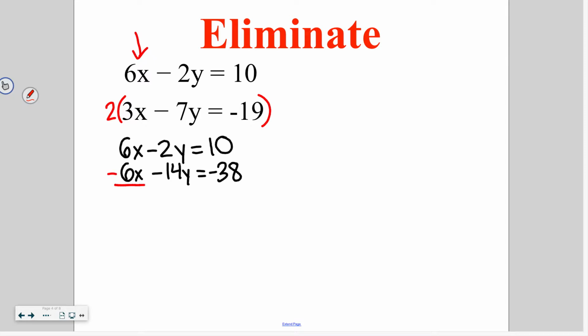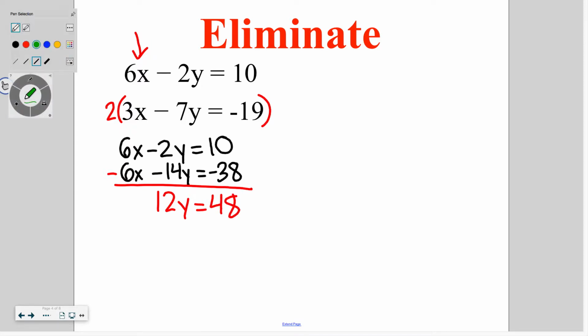I'm going to go ahead and subtract those. So I've got 6x minus 6x is nothing. Negative 2y minus negative 14y turns into positive 12y. Minus negative 14 turns into addition. So negative 2 plus 14 is 12. Then I've got 10 minus negative 38. Again, minus negative turns into addition. So I've got positive 48. I'm going to go ahead and divide both of those by 12, giving me an answer of y is equal to 4.